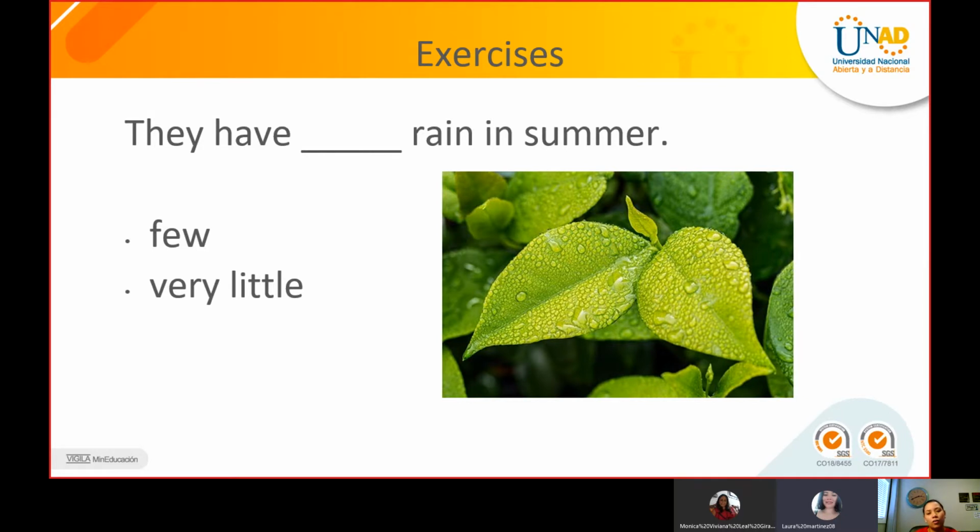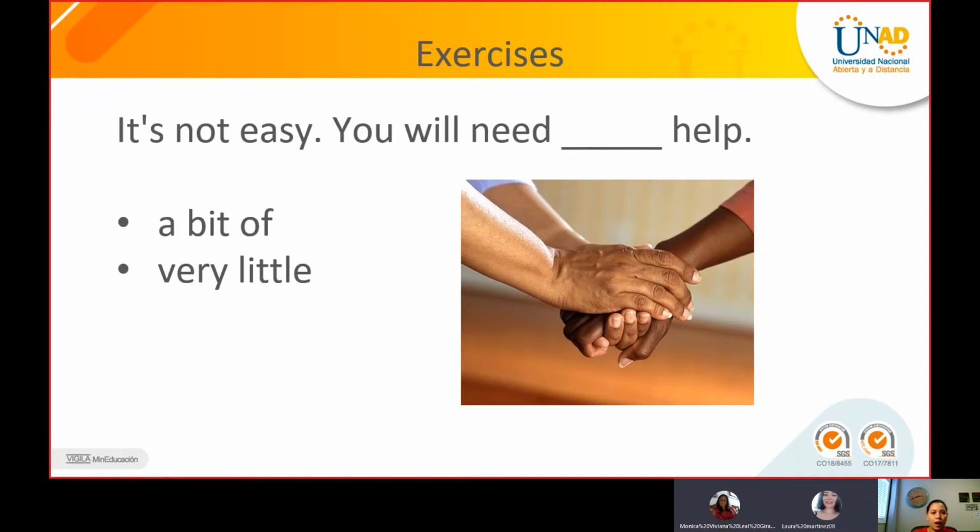Rain. Perfect. Now, here we have "very". It is noisy. We need a bit of... yes, a bit of. Okay, so it's not easy. You will need a bit of help, right? Okay, but why here did you choose "a bit of" and not "very little"?